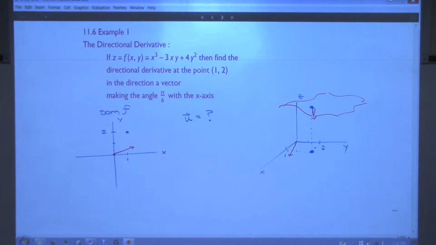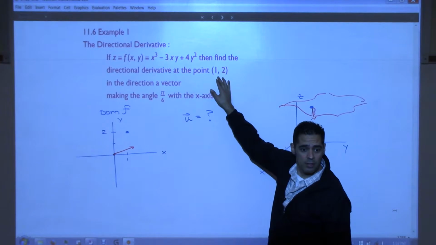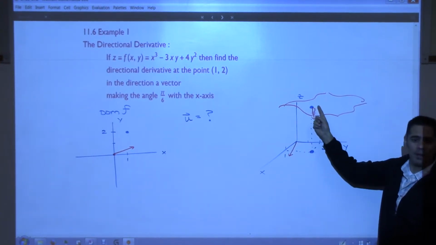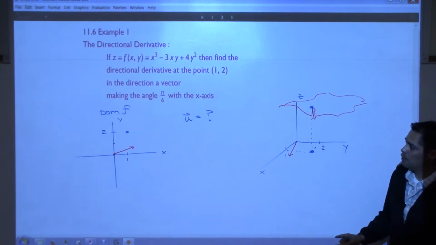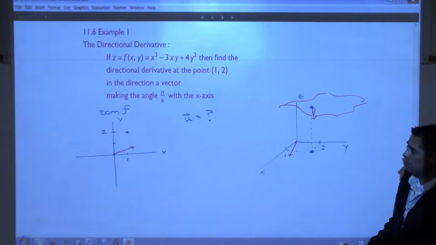Make a vector out of 1 and 2 and then multiply. Be careful. This 1 and 2 has nothing to do with the direction we're pointing, right? The 1, 2 is just where we are up on the surface, right? Use trig. Okay, you can use some trig here, couldn't you?